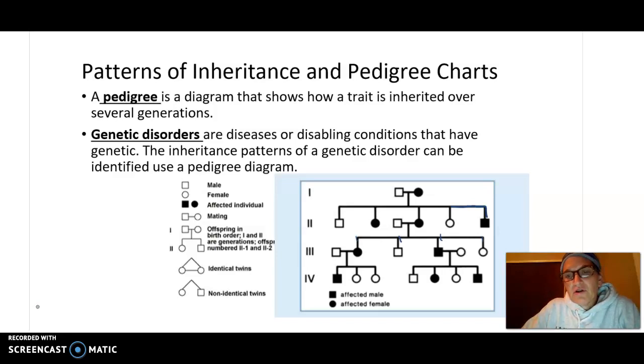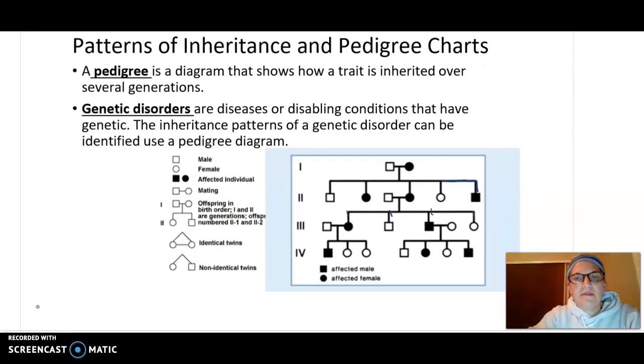A pedigree is simply a chart or a tool, a diagram that shows how a trait is inherited over several generations. You can see in our picture here that this is a pedigree, and in this pedigree there are 1, 2, 3, 4 generations of individuals. Genetic disorders are diseases or disabling conditions that have a genetic cause, or they're found in our DNA. So the inherited pattern of a genetic disorder can be identified using one of these pedigree diagrams.